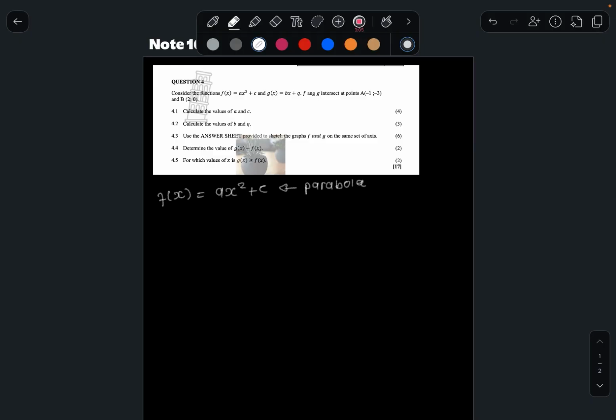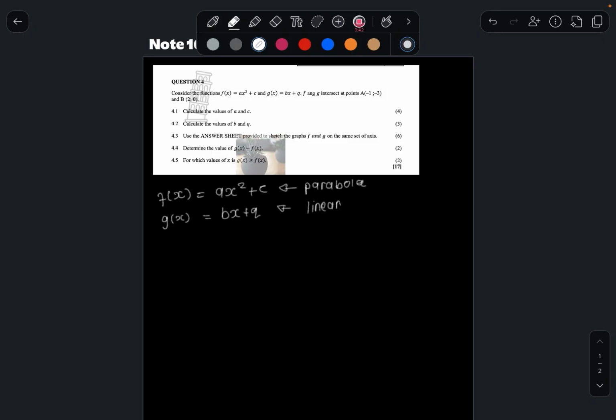If you know the function that you're dealing with, then you know what to do. Basically, you have a head start on what you should do. And they say g of x is equal to bx plus q, right? And we know that this is a linear function, the easiest one, linear.